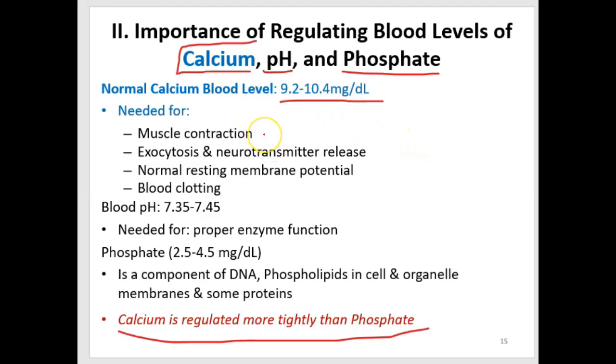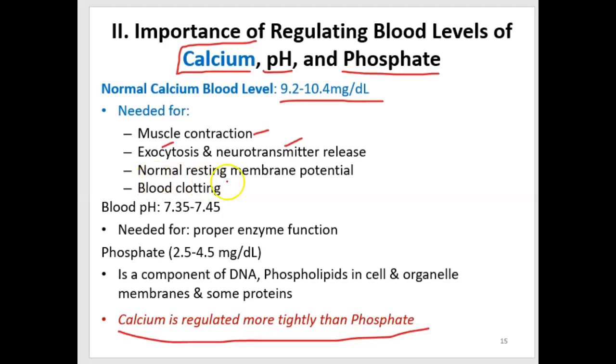And that calcium is used for many different things. That's why it's pumped throughout the body. It's used for muscle contraction. It's used for exocytosis of neurotransmitter. The neurons have to have calcium on the outside of the cell be transferred to the inside of the cell in order for neurotransmitter to be released and the secretory vesicles to fuse.